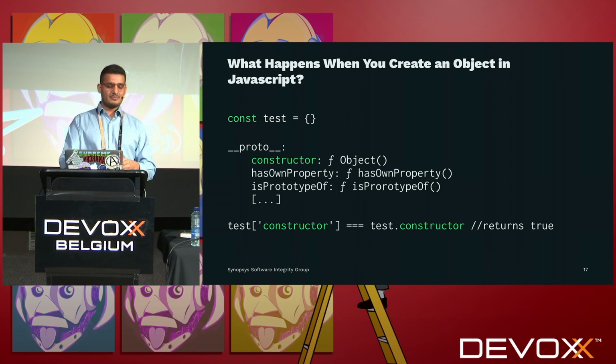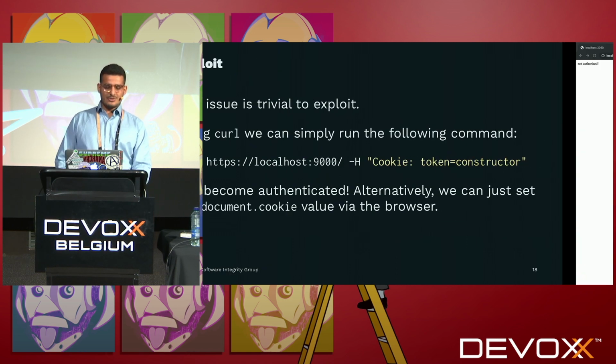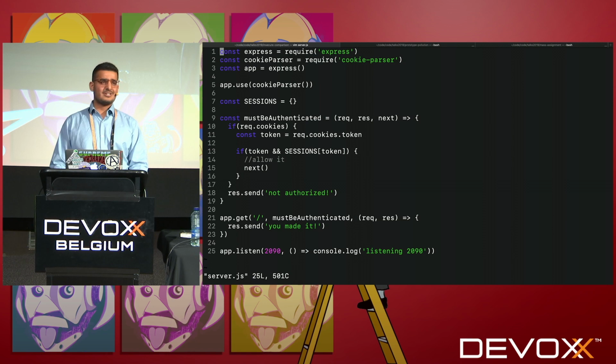If you look at the proto, you've got constructor, and of course, when you do this comparison, it returns true. And so the issue is really trivial to exploit. Let's go ahead and take a look at what this looks like. The code I had on there wasn't the full code, so let's take a look at a real world example.